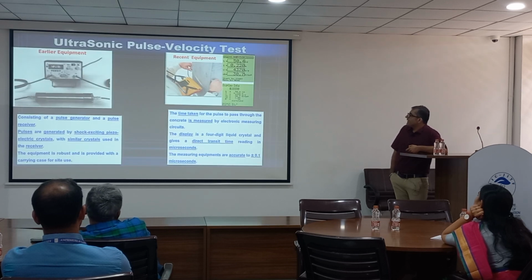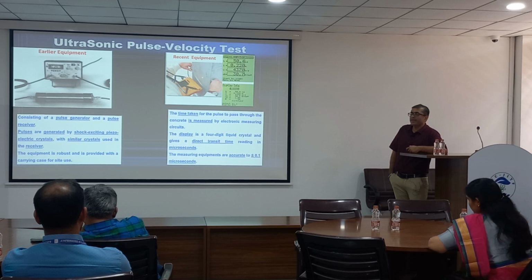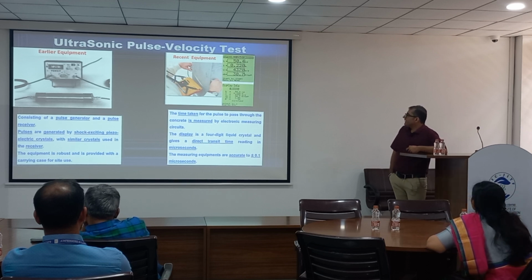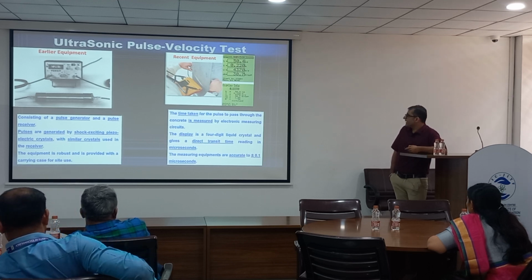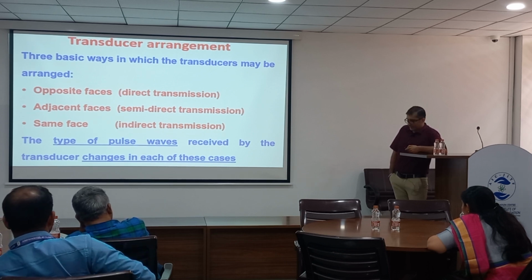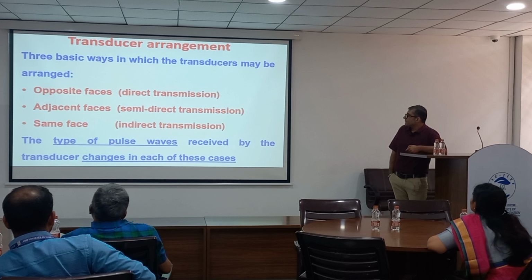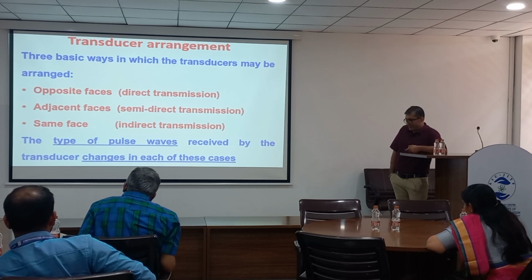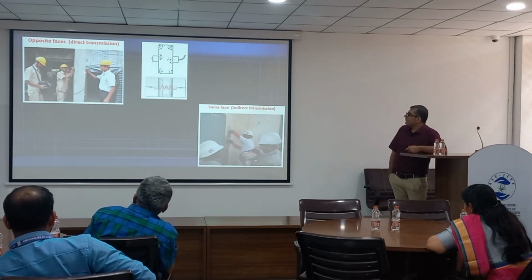Again, ultrasonic pulse velocity. This is how your typical pulse velocity equipment, UPV, looks. It has a pulse generator, a receiver, and a transmitter. A pulse is generated, and the time the pulse has taken to travel from this edge to this edge is noted down over here. We can do that in three ways: direct, semi-direct, and indirect. So this is an example of direct.